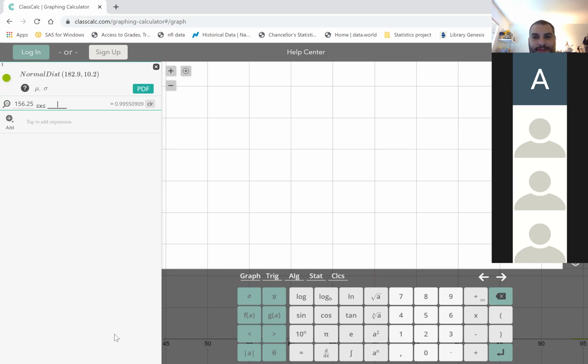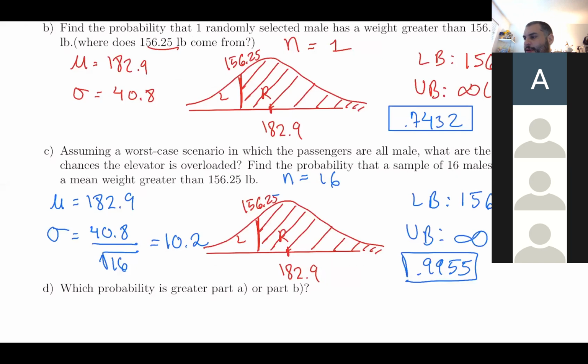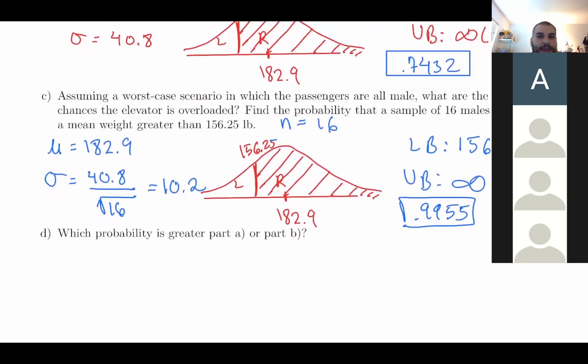All right, so we're almost done with this problem. We have to do part D and then we'll call it a day. So we get 0.9955 for our answer. So the last step we're going to do is part D. We say which probability is greater. Well, there's a typo. That should say part B. That should say part C. So which probability is greater, part B or part C? That's a good question. Part C. Yeah, part C.